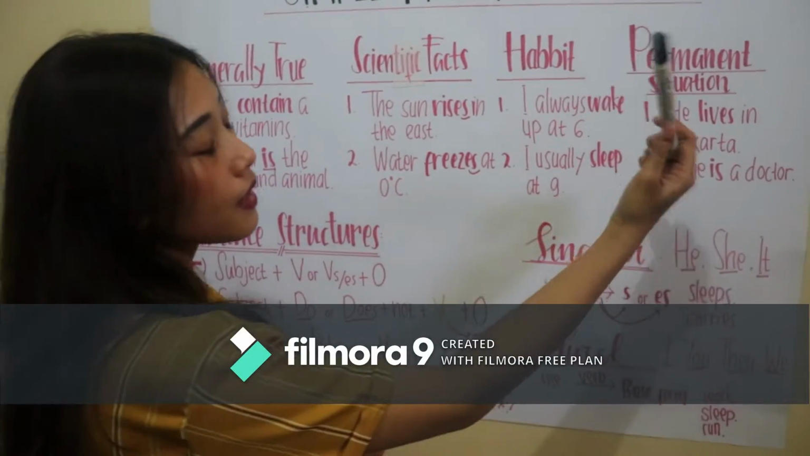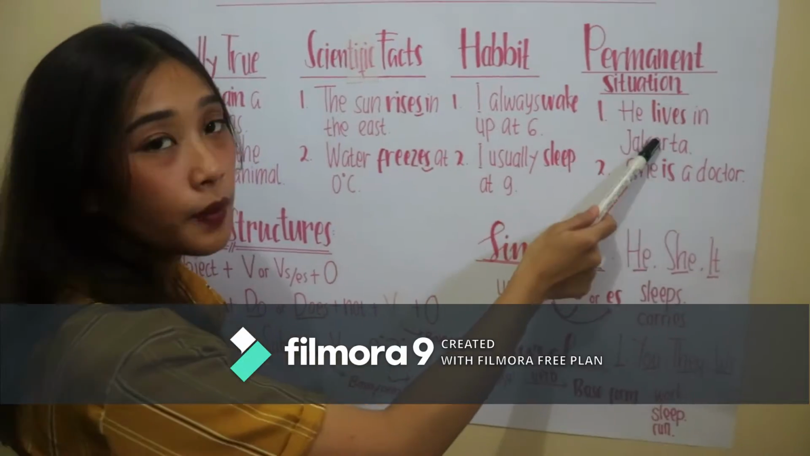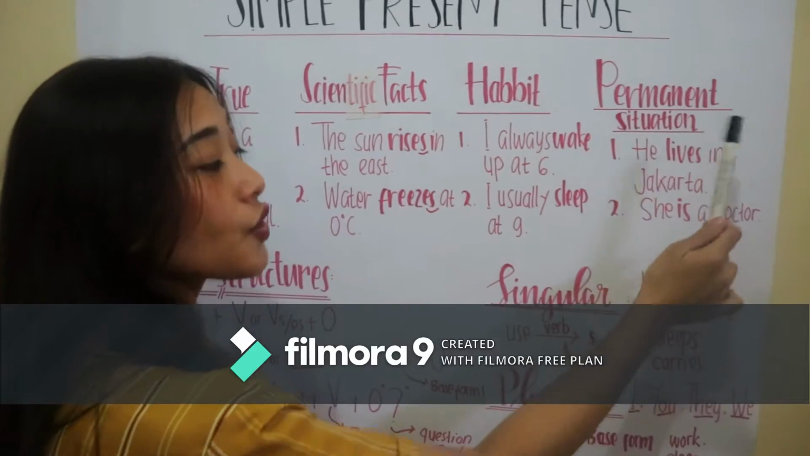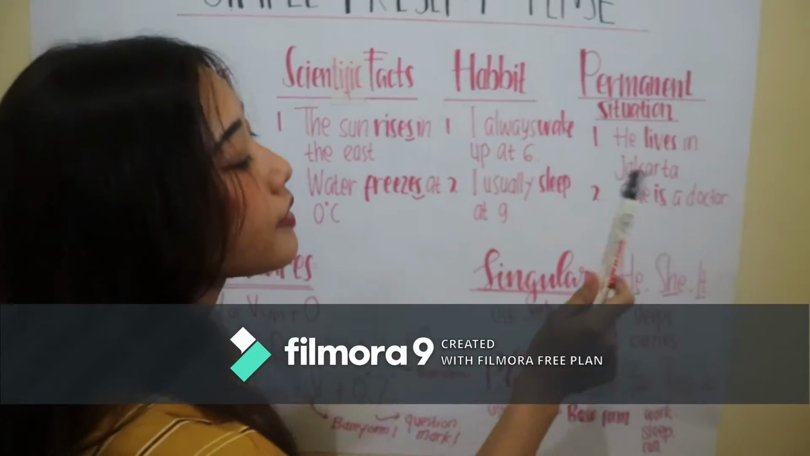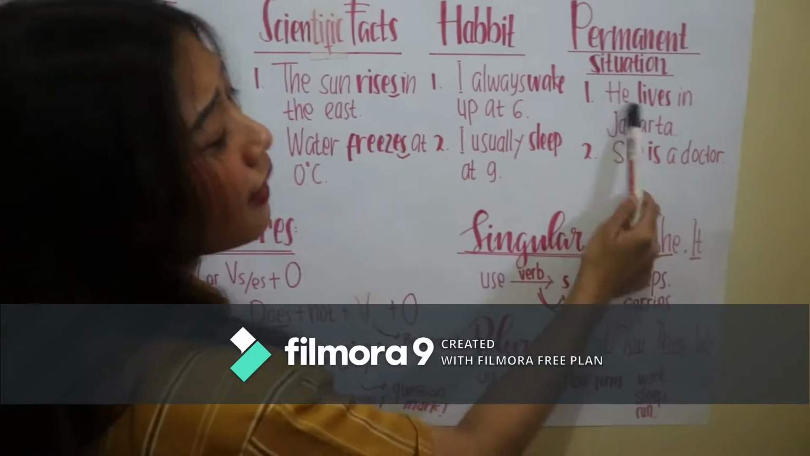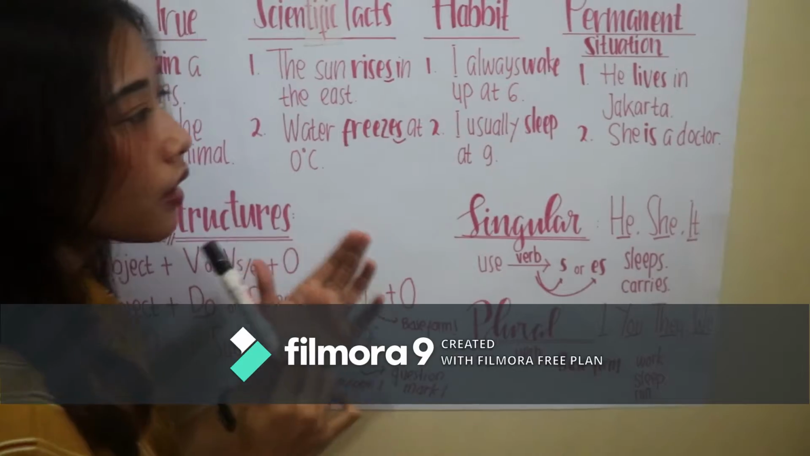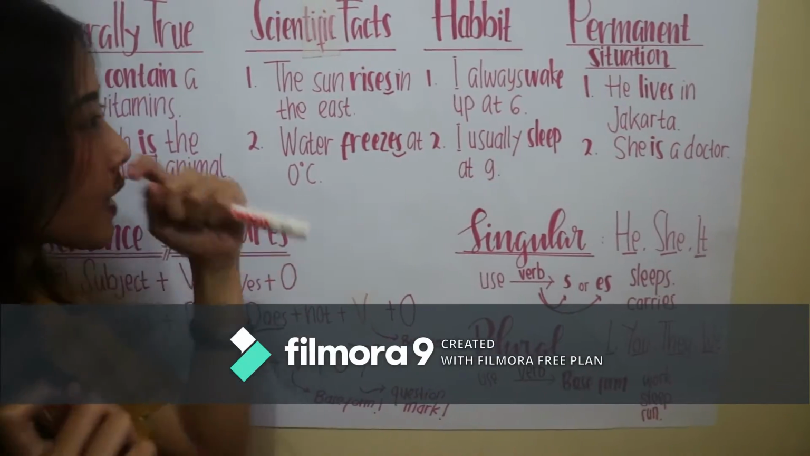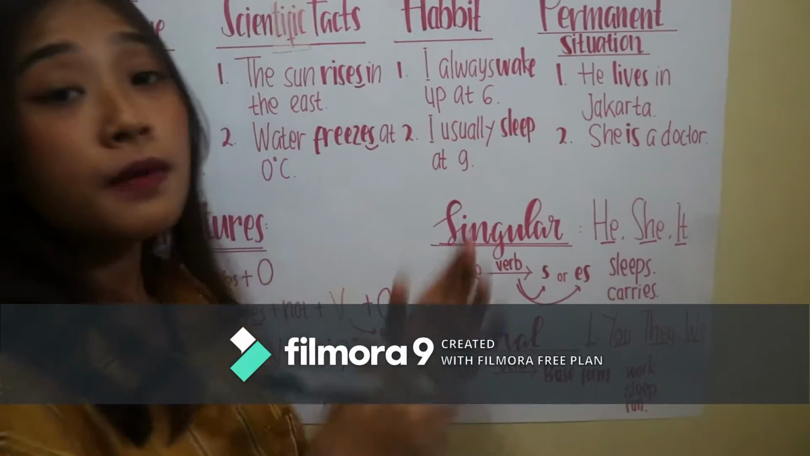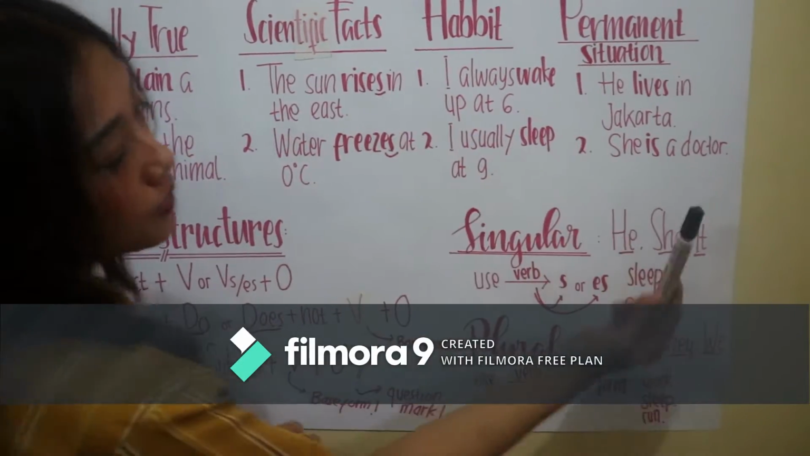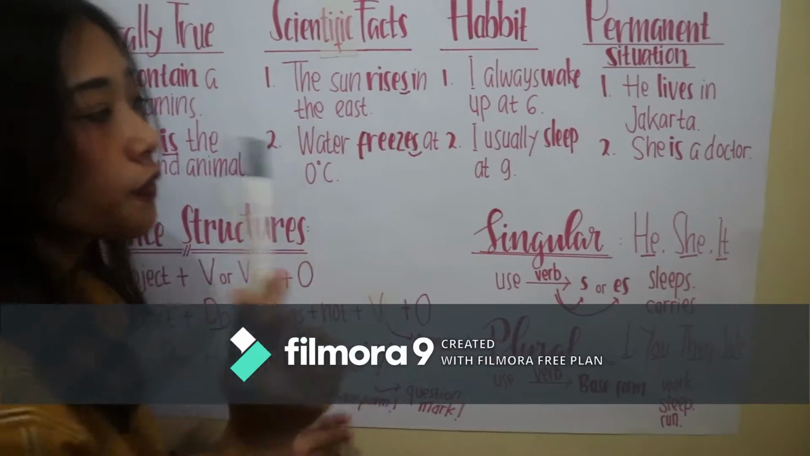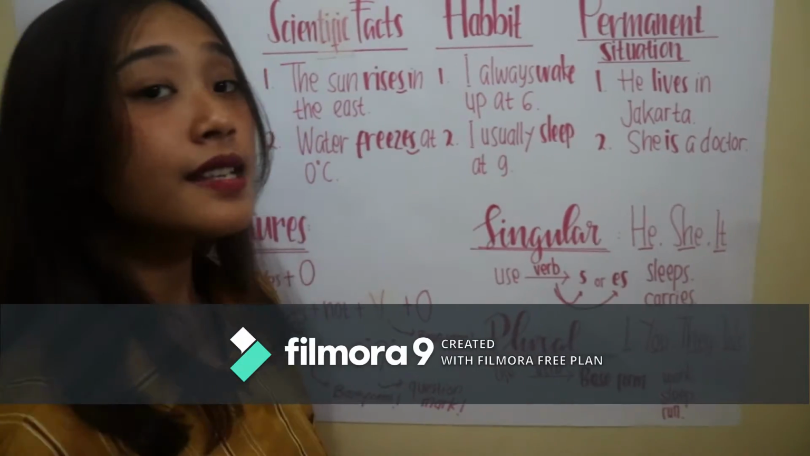And the last use of simple present tense is to talk about a permanent situation. For example, he lives in Jakarta. And the second one is she's a doctor. So it means that he lives in Jakarta for a long period, that he doesn't have any plan to move out from Jakarta. And when she's a doctor, it means that she works as a doctor for a long period, of course, until she resigns.